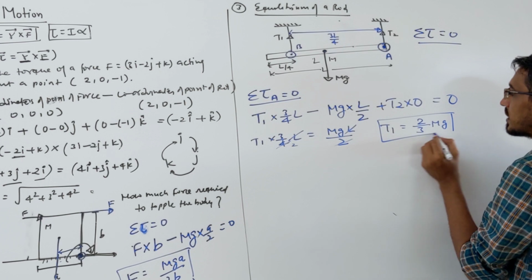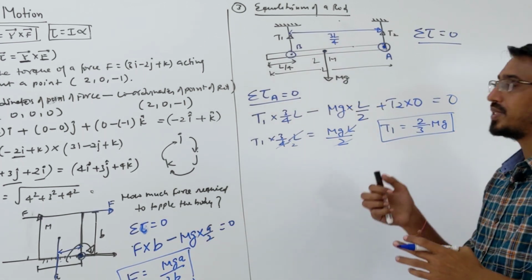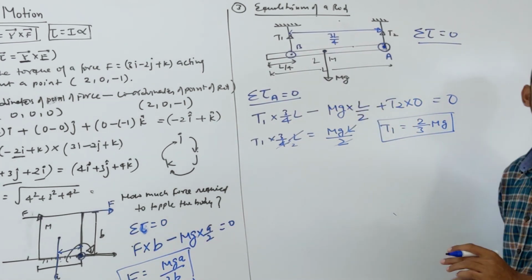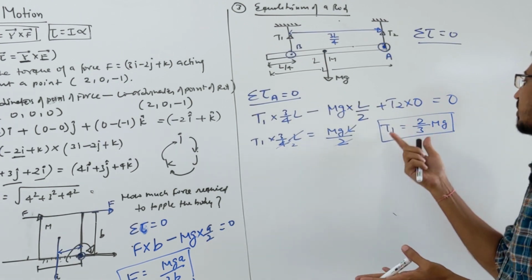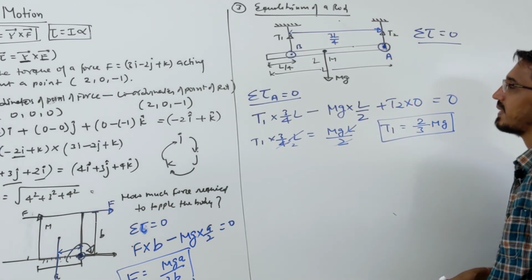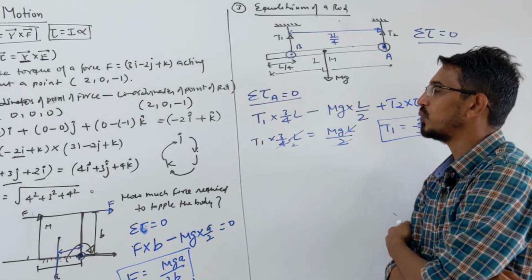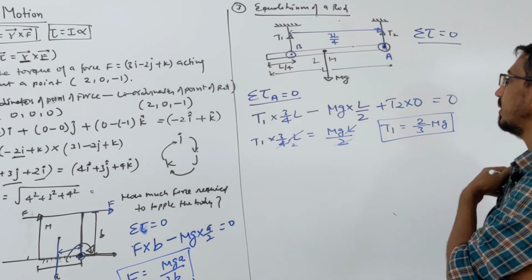So the weight of the rod is given, you can put the value here. So tension T1 is 2/3 of the weight of the rod. The numerical value is given, you can put it here, no problem. In the same way, now you want to find T2. T1 you have found, now T2.